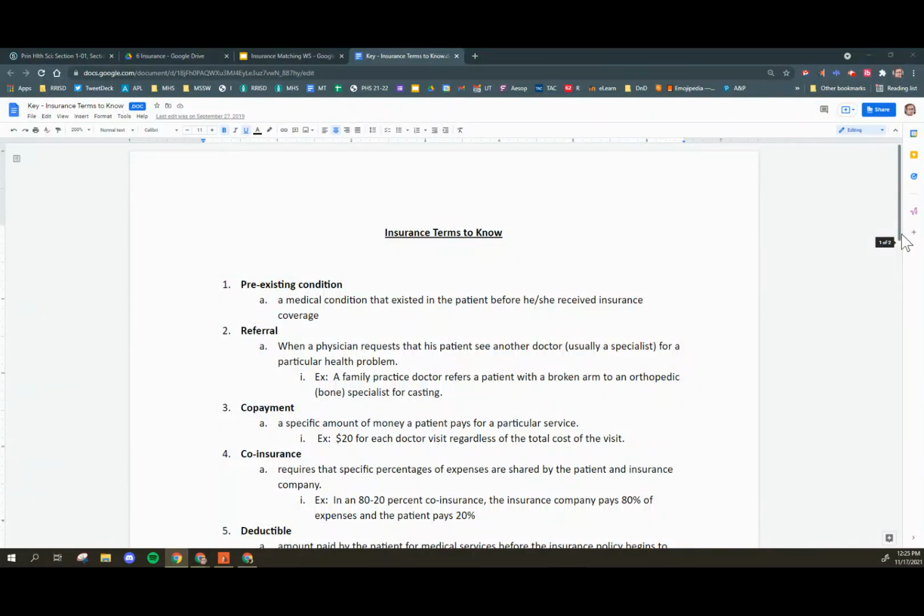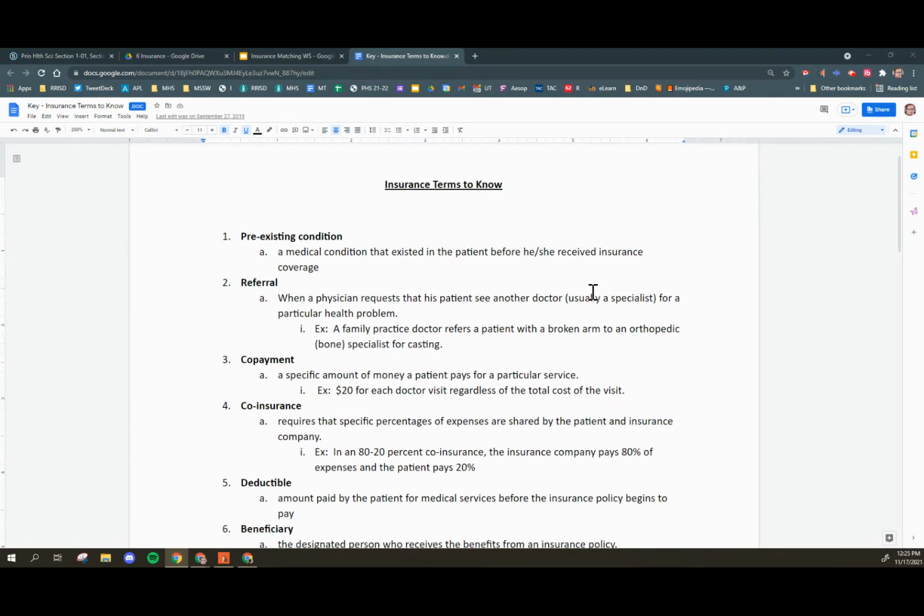We are going to go over the answers to the insurance terms to know worksheet that you did so that you can make any corrections to your worksheet or write out any notes that you want to for use on the upcoming exam. So let's get started.